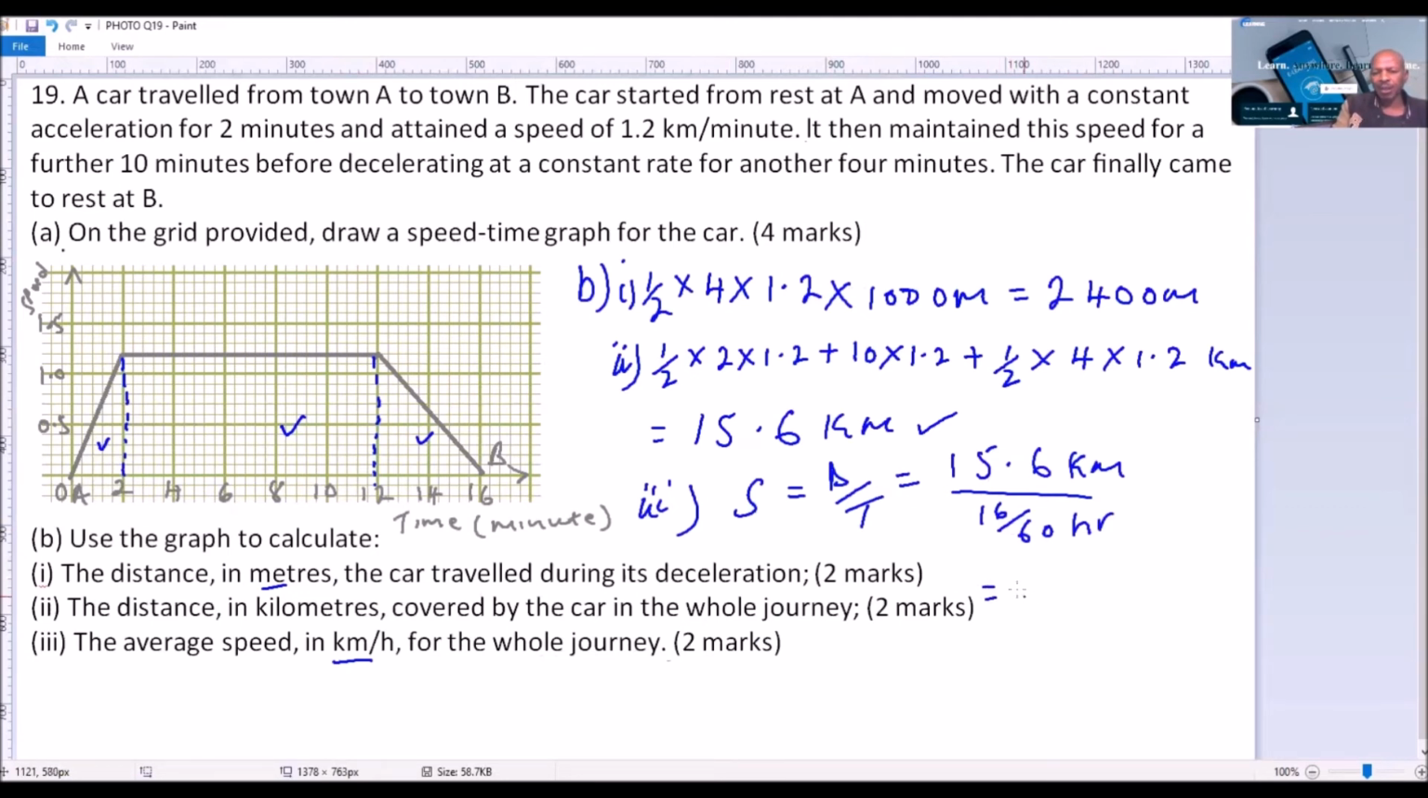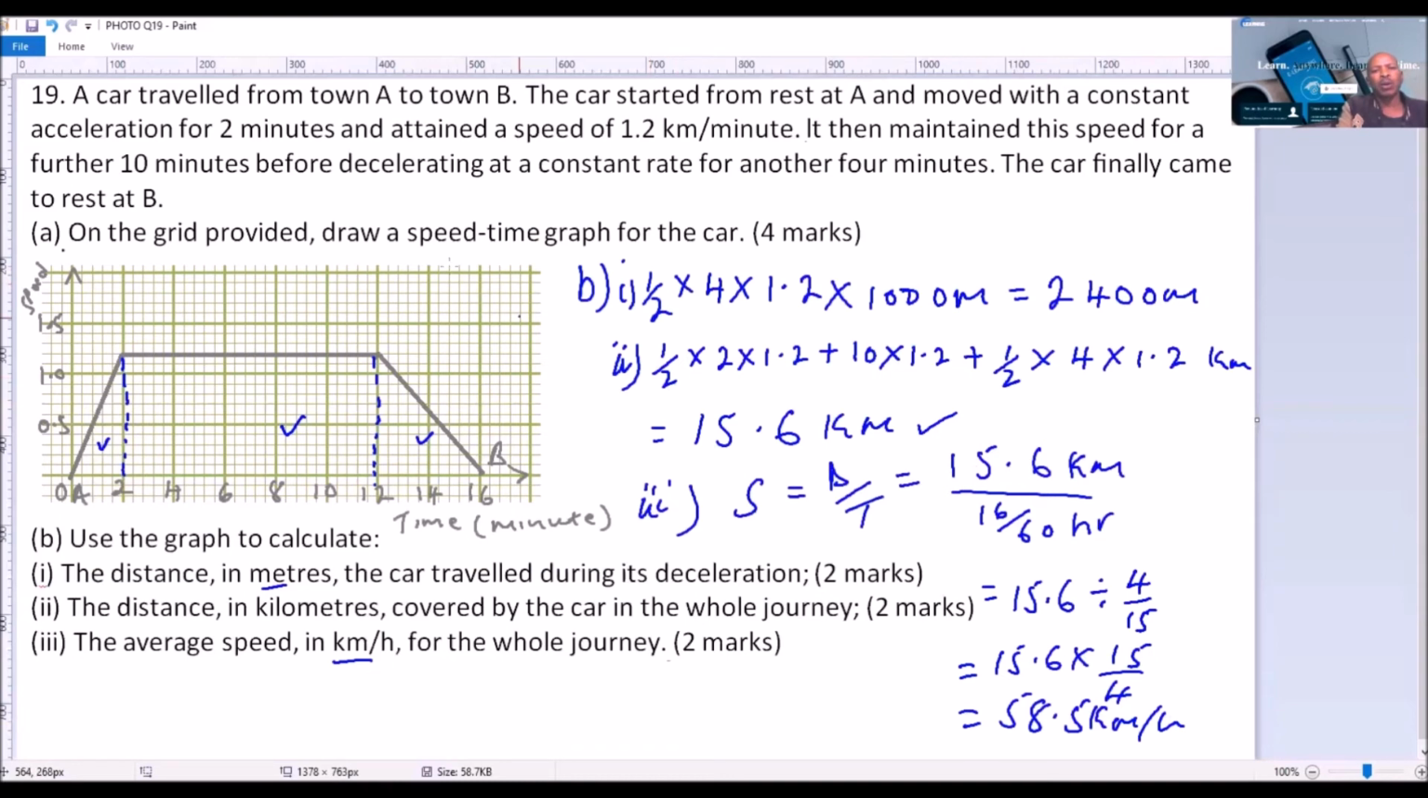So this is equal to 15.6 divided by, when you simplify here, you get 4 over 15. So this is 15.6 times 15 divided by 4. And when you compute that using your calculator, you get 58.5 kilometers per hour. So that is how you work that out. I hope you have followed.